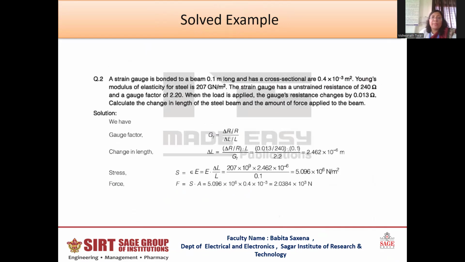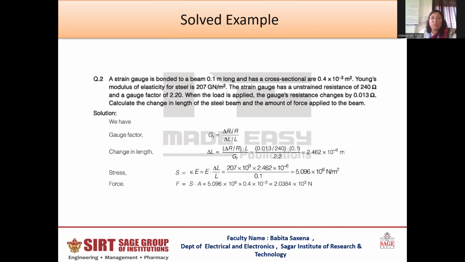So this is one example of the strain gauge and the gauge factor. Gauge factor is equal to del R by R upon del L by L. In this example, del R by R is given and the original length L is also given. Gauge factor is also given. So we have to calculate del L, meaning the change in the length. Original length is already given.